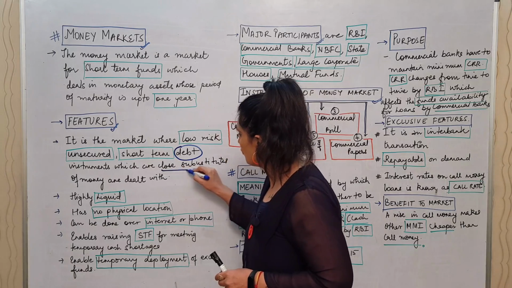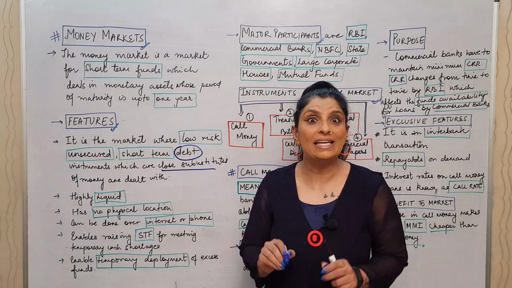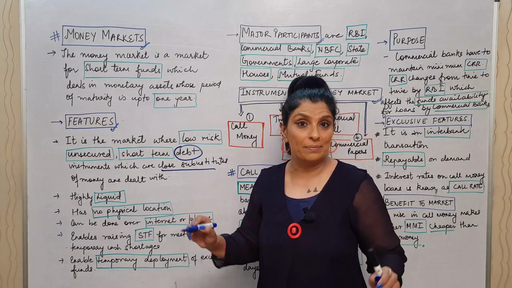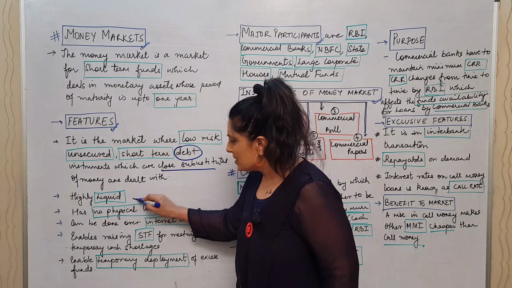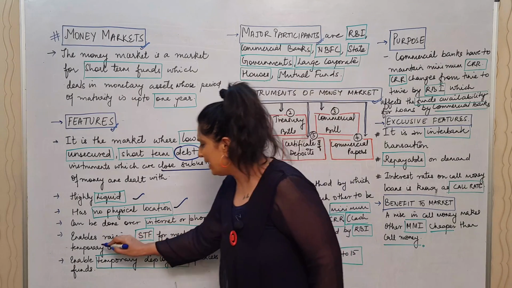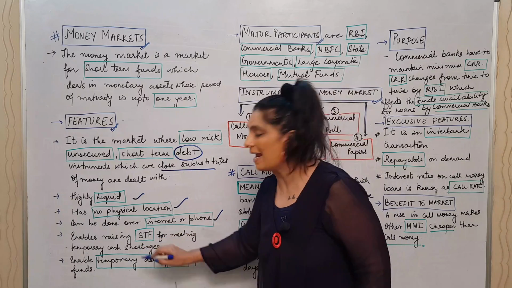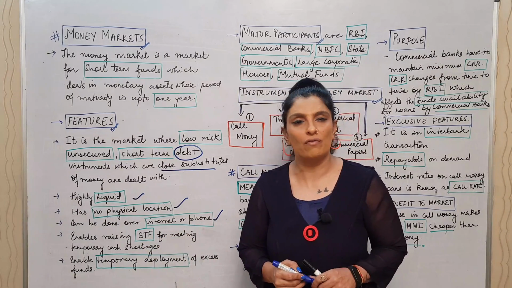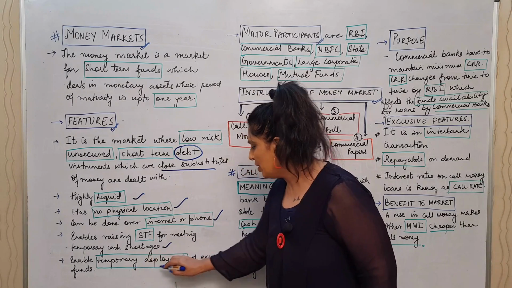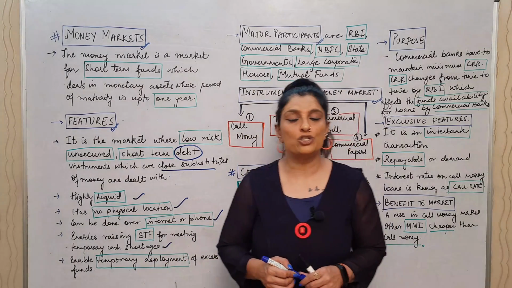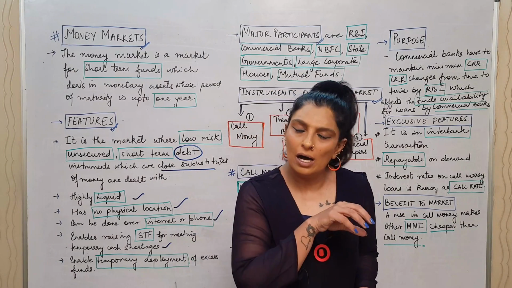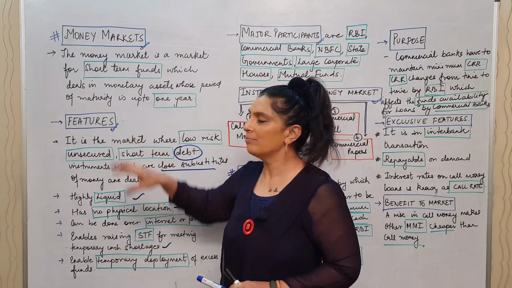Why close substitutes of money? Because they are highly liquid, can be converted into cash within no time. Highly liquid, no physical location, can be done over internet or phone, enables raising short-term funds for meeting temporary cash shortages, usually for working capital requirements, and enables temporary deployment of excess funds. So if in case you have excess funds, where should you put it if you want to put it for a shorter period? Of course, in the money market.